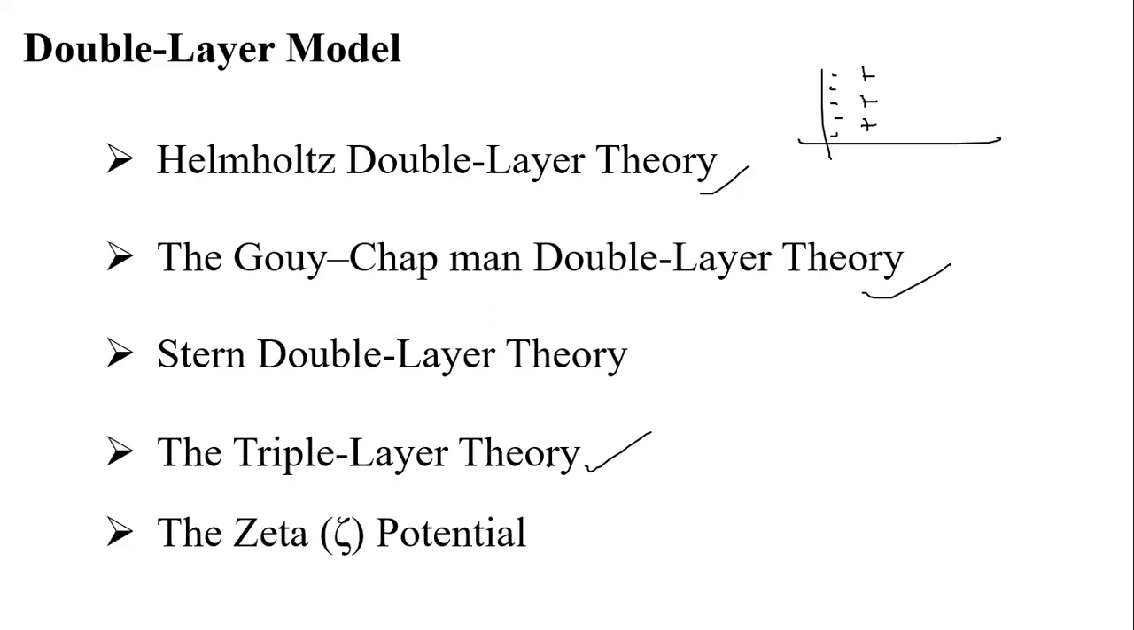But the triple layer theory completely explains how the distribution takes place in sesquioxides, that is, iron oxides. In that part, we can say OH minus ions and H plus ions will be there. So we will discuss what the triple layer theory is. Another one is called Zeta potential. What is Zeta potential? We will see that it is a very important concept.